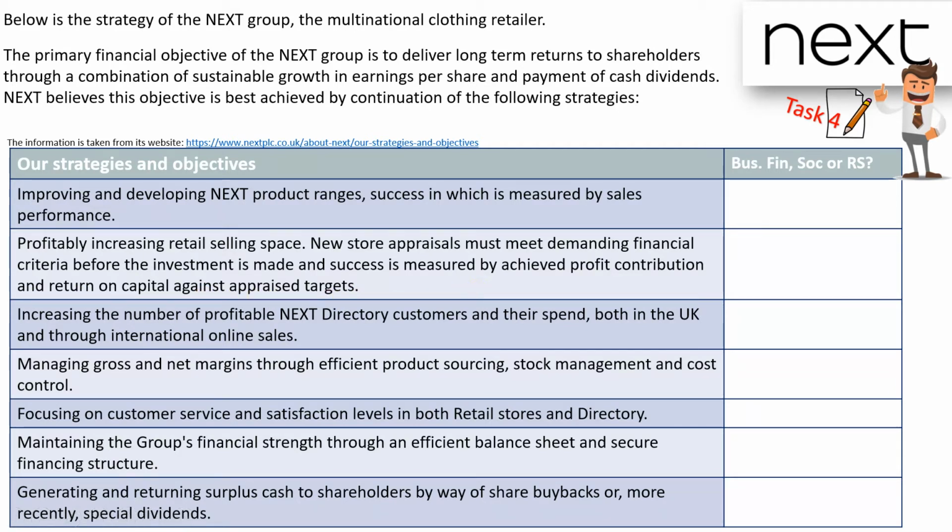Let's explore what these two mean. The first one, improving and developing the product ranges. So more products, and they measure the success of these increased products by the amount of sales. The second one, profitably increasing their selling space. In order to get a new store approved, they've got financial criteria to make sure that they have got sound financial decisions before they actually make the investment in order to pay for the new store.